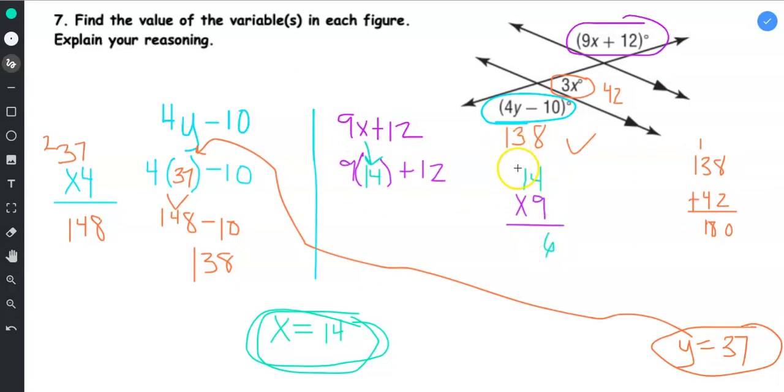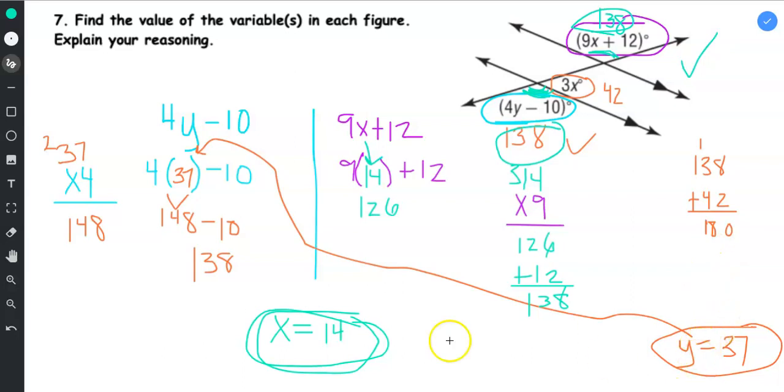4 times 9 is 36, carry the 3, and then 1 times 9 is 9 plus 3 is 12, so we get our product to be 126. Then we need to add that 12. 6 and 2 makes 8, 2 and 1 makes 3, that gives us 138. So the way to check our work here is that if this was equal to 138, think about it, this angle and this angle, these are alternate exterior. And alternate exterior angles are congruent. So we got 138 over here and 138 over here, so I am convinced that we got the right values for y and for x.